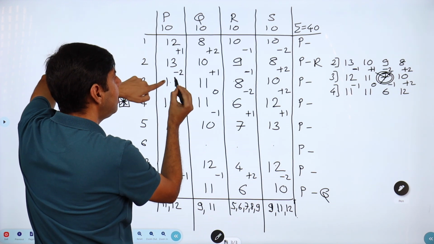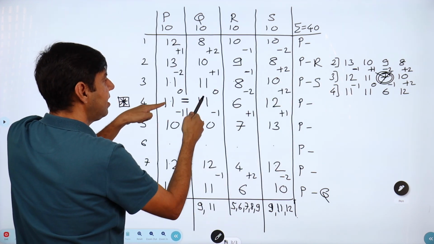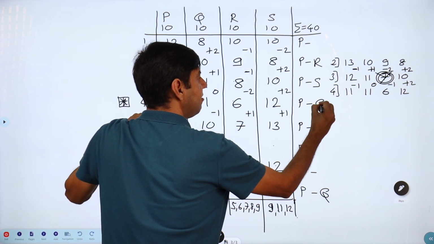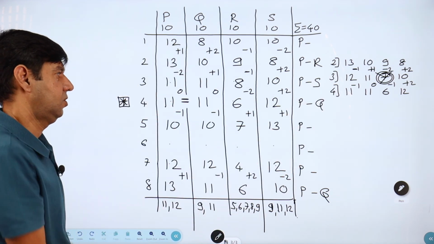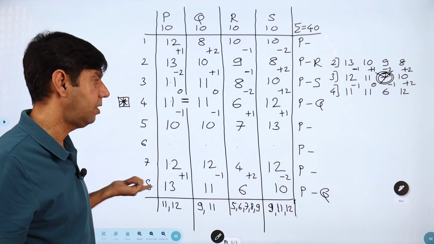What's happening over here? -2 and a +2. So P would have paired with S. What's happening here? P would have paired with Q. So is everything okay in order? Yes. So that's good. And that same thing now you do for the sixth one. So ideally you should pause it and do it yourself.